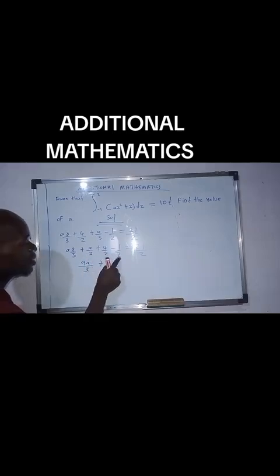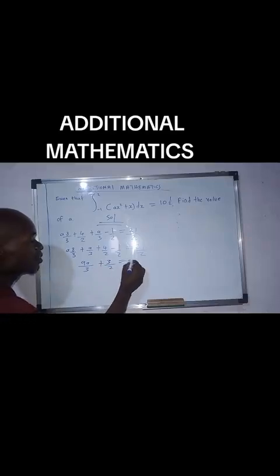Then plus, again, I've noticed the denominators are the same. There is 2 and here there is 2. So we just put 2 down there. Then what is 4 minus 1? 4 minus 1 is 3. Then equals 21 over 2.